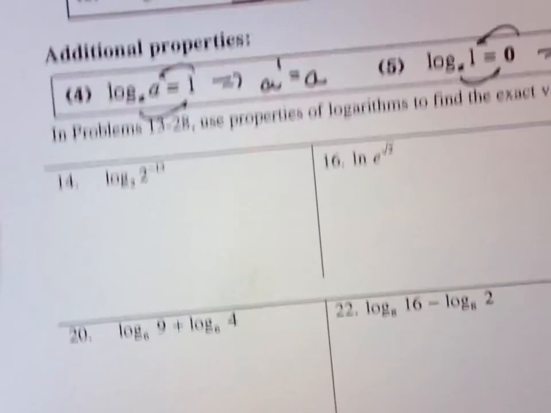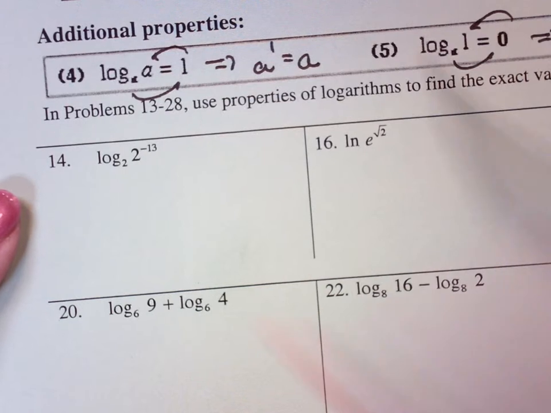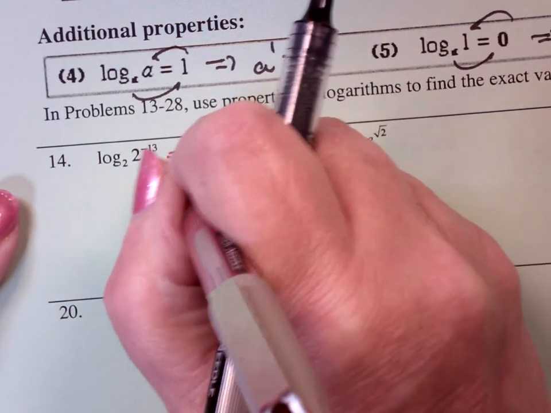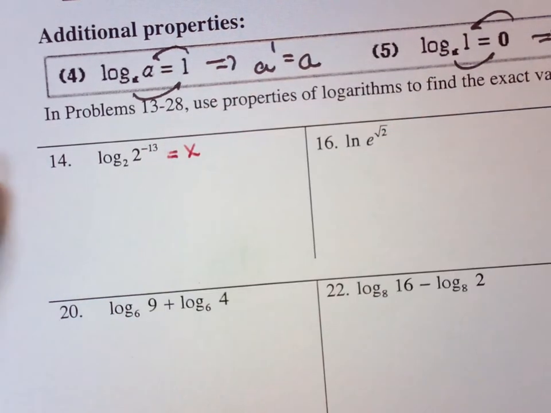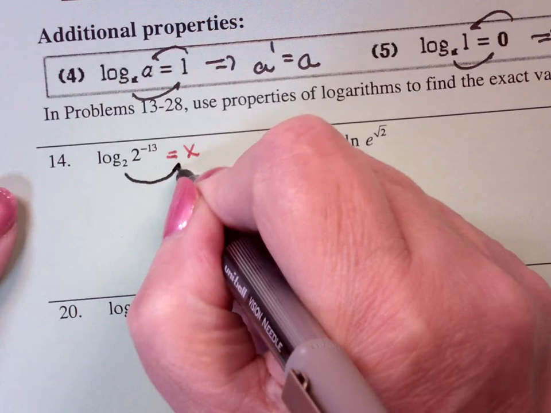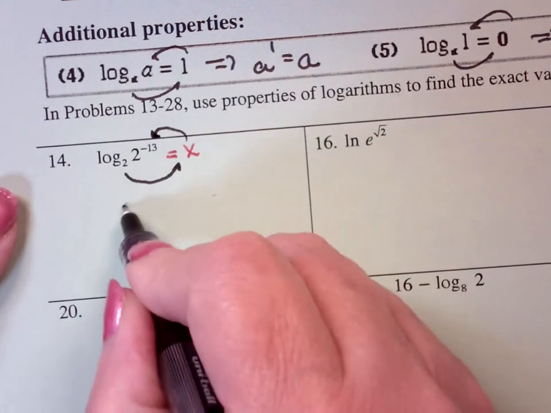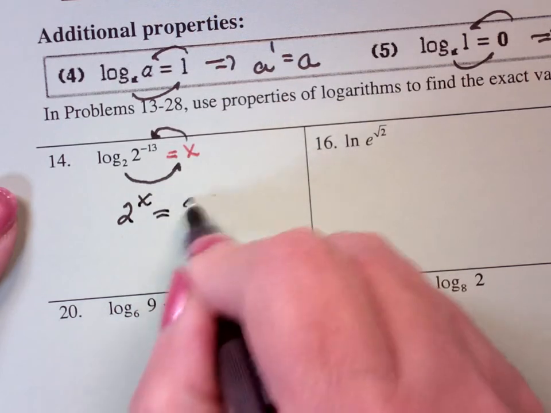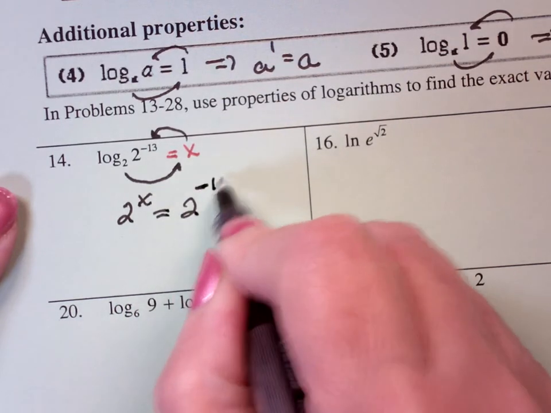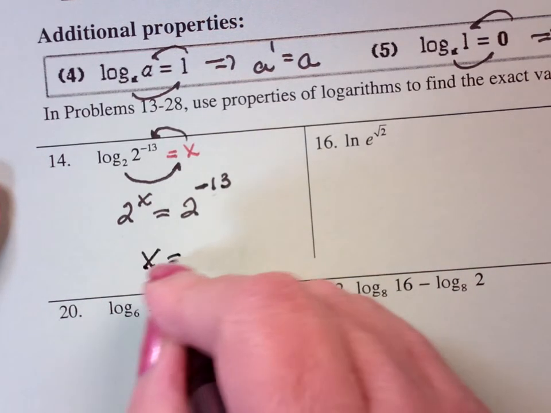Use the properties of logarithms to find the exact value. Now what I normally do is I set this equal to x. That's one of the ways of doing it, because that's what I'm looking for. And I just rewrite in exponential notation that 2 to the x is equal to 2 to the negative 13. And we know if the bases are the same, then the exponents must be equal.